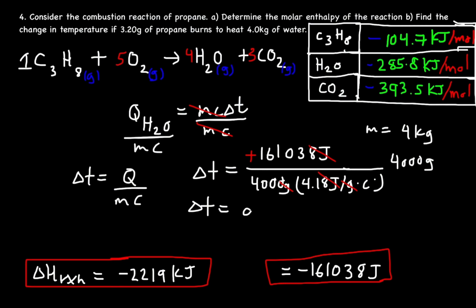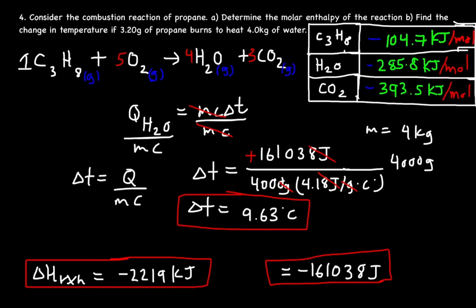So delta T is equal to 9.63 Celsius. Therefore, the temperature change is 9.63 degrees Celsius if 3.2 grams of propane burns to heat 4 kilograms of water.